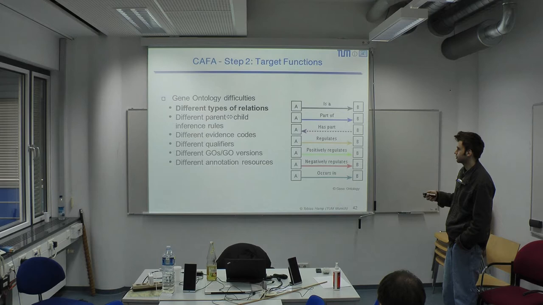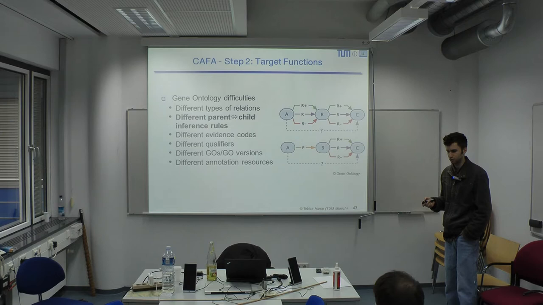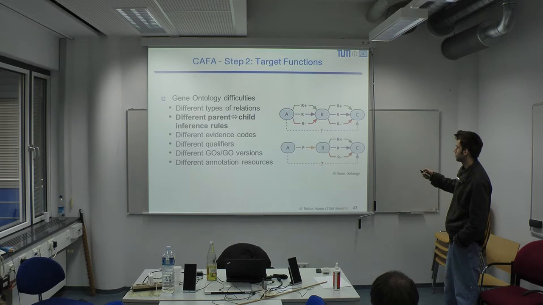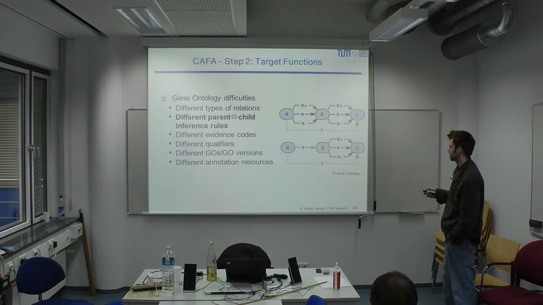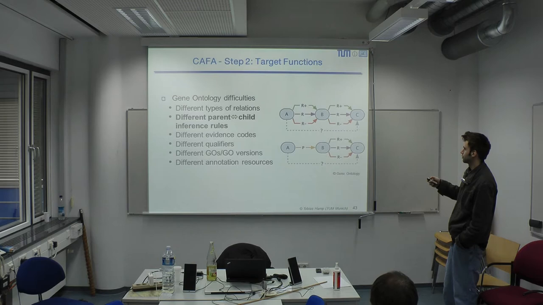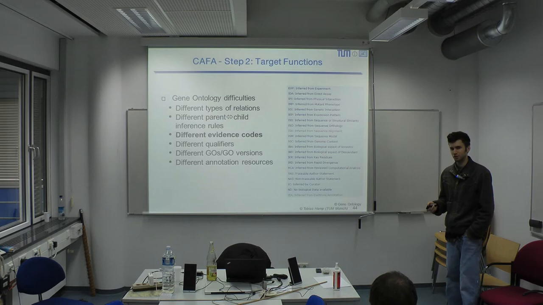Luckily, the gene ontology itself already defines a few so-called path inference rules. This means if you have one GO term A, another GO term B, another GO term C, and different types of edge labels between them, then the gene ontology defines whether A is actually also a subterm of C. And this might not always be the case, and again, it depends on the exact labels of the edges. You have finally different evidence codes. This was also something we had not considered so far.